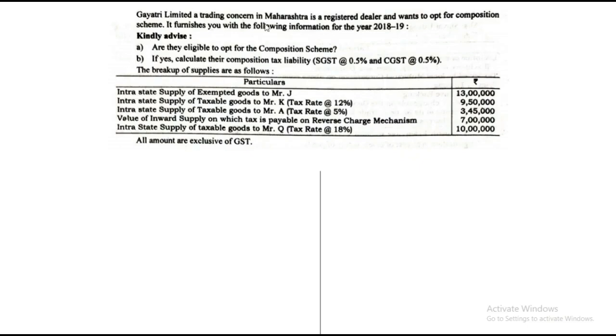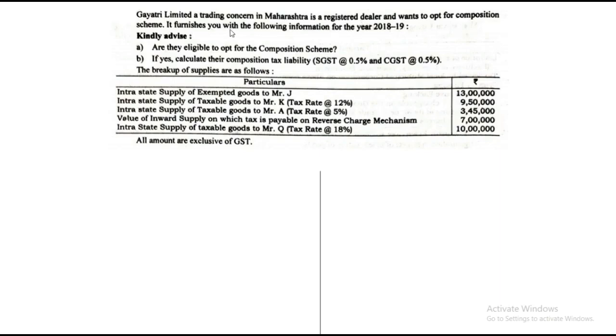Gayatri Limited, a trading concern in Maharashtra. This is very important, the state. Maharashtra comes under other states, so the limit is 1.5 crore. If your aggregate turnover is less than 1.5 crore, then you will be eligible to opt for the composition scheme. Now, the concern is in Maharashtra, a registered dealer, and wants to opt for the composition scheme.